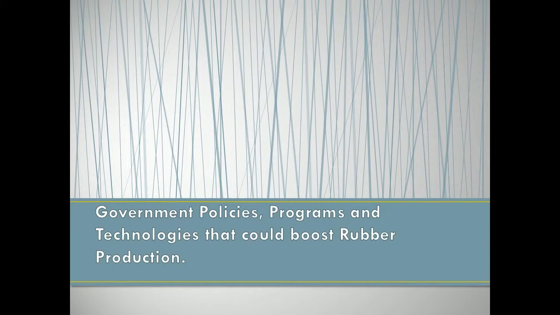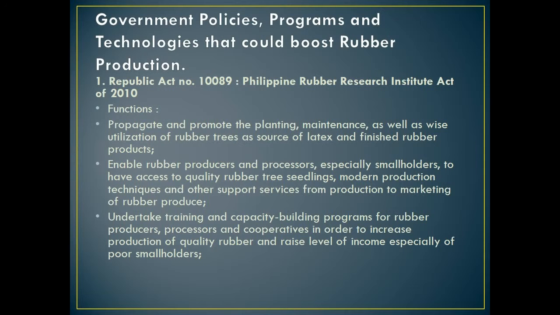Government policies, programs and technologies that could boost rubber production. 1. Republic Act No. 10089, Philippine Rubber Research Institute Act of 2010. Functions: propagate and promote the planting, maintenance, as well as wise utilization of rubber trees as source of latex and finished rubber products. Enable rubber producers and processors, especially smallholders, to have access to quality rubber tree seedlings, modern production techniques and other support services from production to marketing of rubber produce.